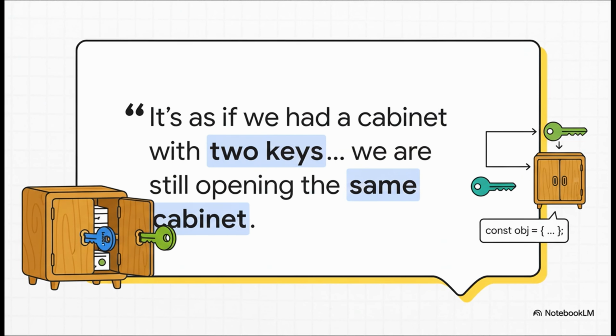And this is just the perfect way to think about it. Imagine the object is a file cabinet. The variables, user and admin, they aren't two separate cabinets. They are just two different keys to the exact same cabinet. So it doesn't matter which key you use. If you open it and change the files inside, you're changing the contents of that one single cabinet.